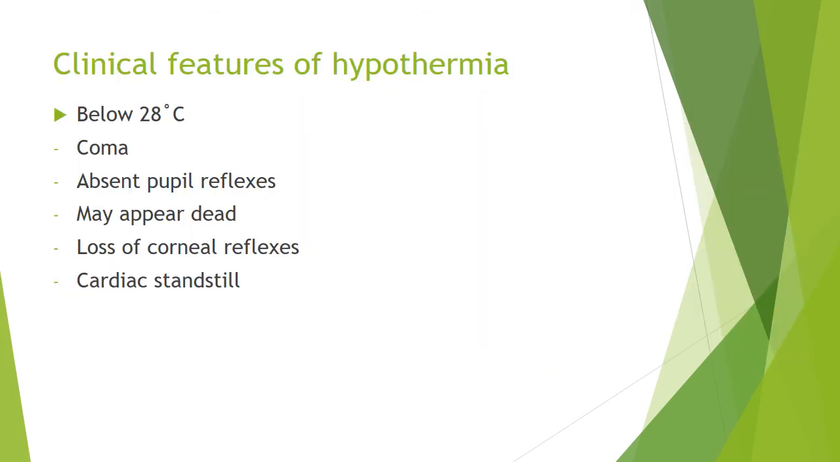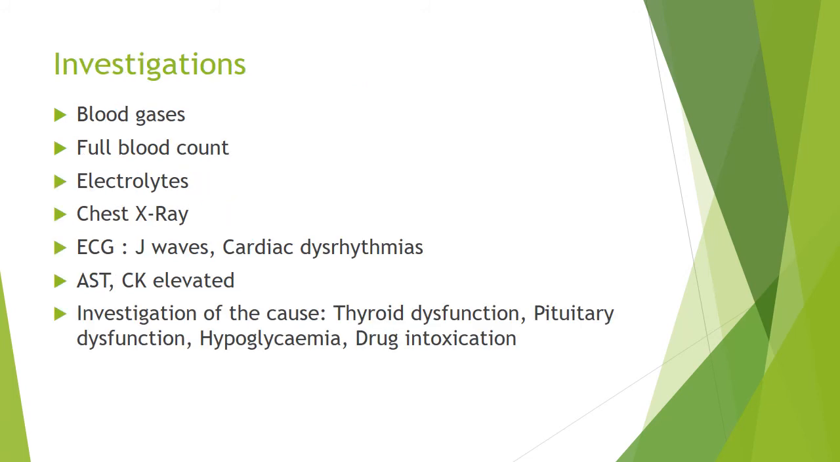So clinical features of severe hypothermia below 28 degrees Celsius: the ECG picture still stands, there is coma, there are absent pupillary reflexes, the patient may appear dead, there is loss of corneal reflexes, and it might lead on to cardiac standstill. Investigations can be blood gases, full blood count, electrolytes, chest X-ray, ECG showing J waves and cardiac dysrhythmia. AST and CK are elevated, and investigations into the causes are especially important, like thyroid dysfunction, pituitary dysfunction, hypoglycemia, and drug intoxication.